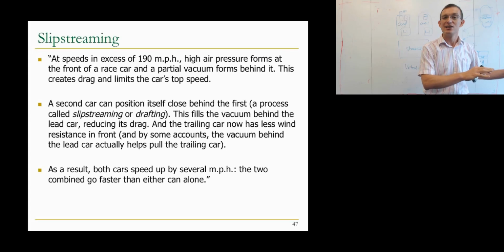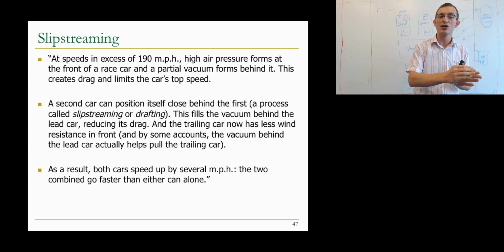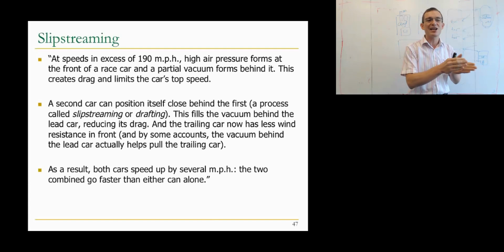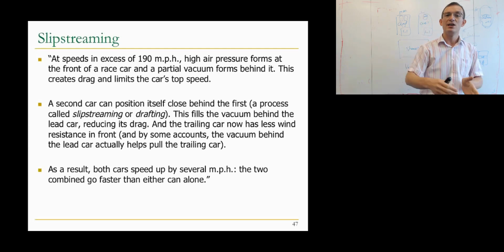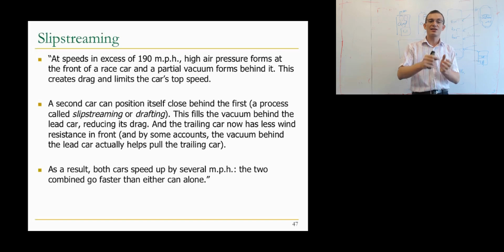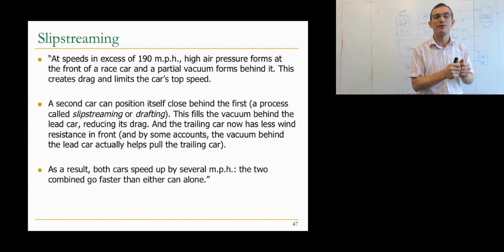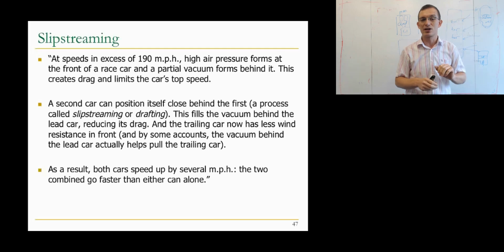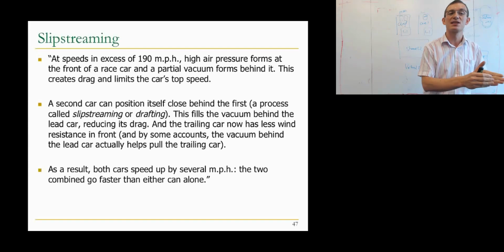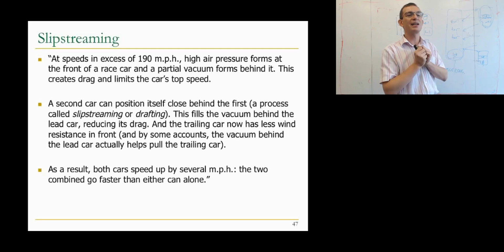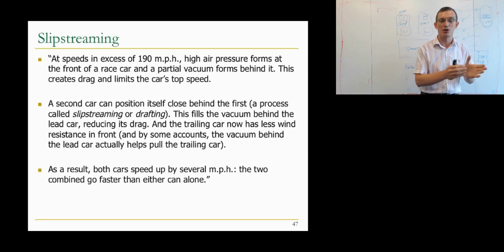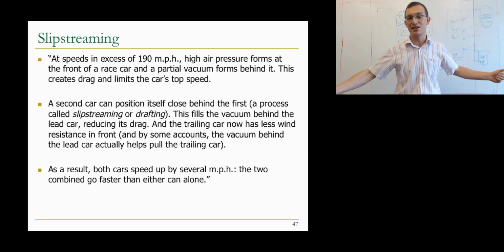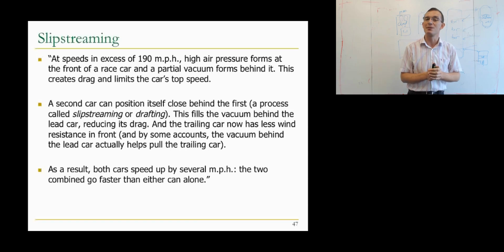A second car can position itself close behind the first one. This is called slipstreaming or drafting. It fills the vacuum behind the lead car, reducing its drag. Now the lead car can go faster as a result. And the trailing car has less wind resistance in the front. By some accounts, according to the paper, the vacuum behind the lead car actually helps pull the trailing car, so the trailing car can also move faster. As a result, both cars can speed up by several miles per hour. The two combined go faster than either can alone. That's the idea of slipstreaming.